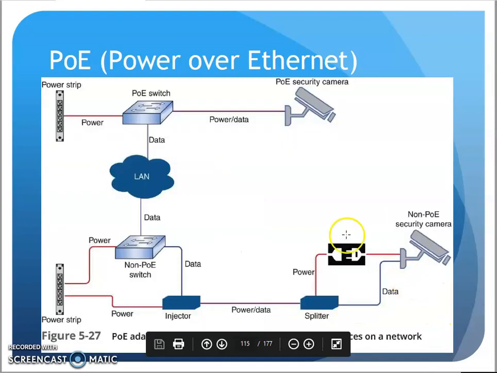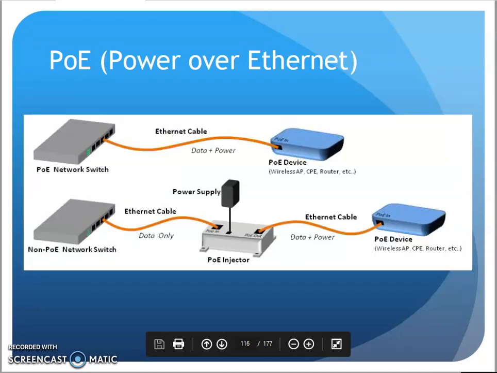And here it shows you some examples of a power over Ethernet switch powering our cameras or access points, or I can actually use a power injector. The data moves through there and the injector adds the power to it and pulls it off to power that device. And it does work. It does work well. So there's your power over Ethernet.